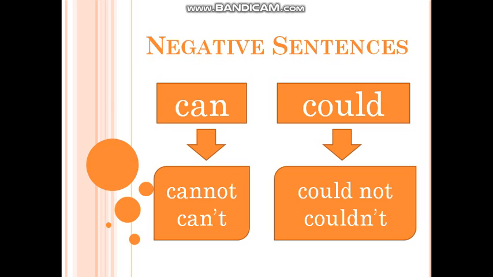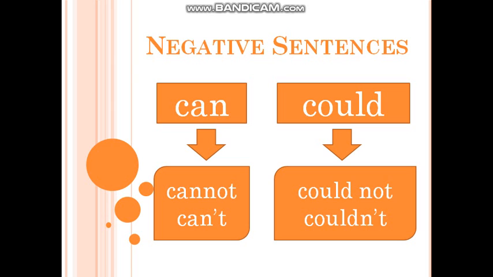How do we make negative sentences with can and could? The negative form of can is cannot, and its contraction is can't. The negative form of could is could not, and its contraction is couldn't. So in negative sentences, we use cannot or can't if the sentence is in present. But if the sentence is in past, then we use could not or its contraction couldn't.